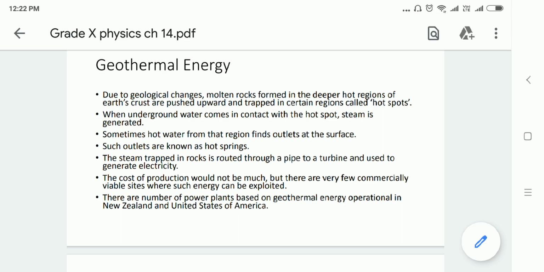But there are very few places where molten rocks come upward, and very few sites are available which can be utilized commercially, because nearby that area there is a chance that molten rock coming out instead of hot water can damage our power station. A number of power stations based on geothermal energy are established in New Zealand and the USA. In India, no power plant is available based on geothermal energy.